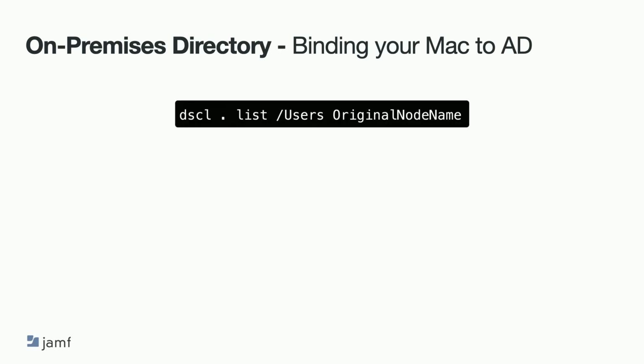You can actually find out if a user is bound to Active Directory and has one of these network or mobile accounts by good old dscl. Yay, remember that back in the beginning of this presentation? Gee, it's almost as if I had said all these things about user commands because I was going to use them later. It's great. Original node name gives you the information if that user account is bound to AD.